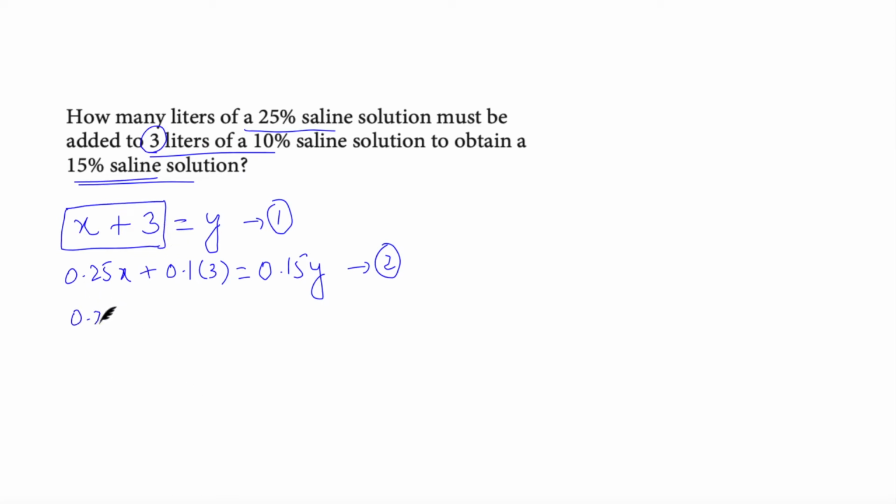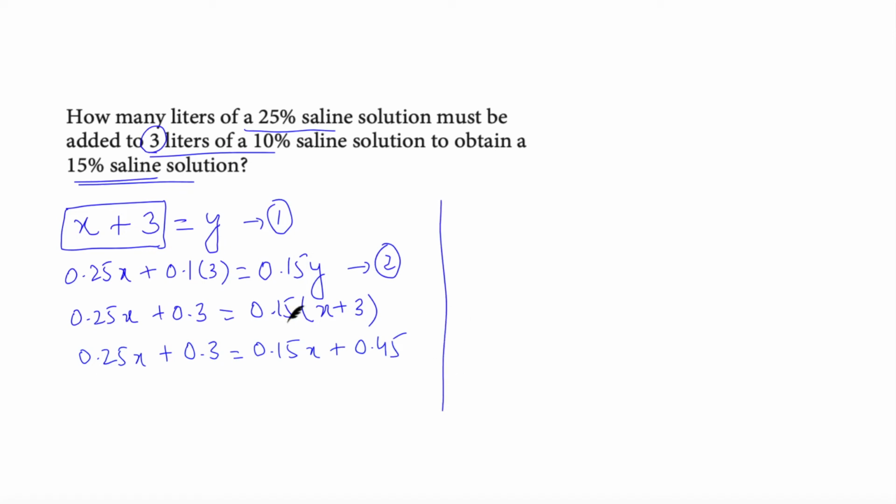So it becomes 0.25x plus 0.3 equals 0.15 into (x plus 3). It's a no calculator section, hence I will do the calculation for you. 0.25x plus 0.3 equals 0.15x plus 0.15 into 3, which is 0.45.